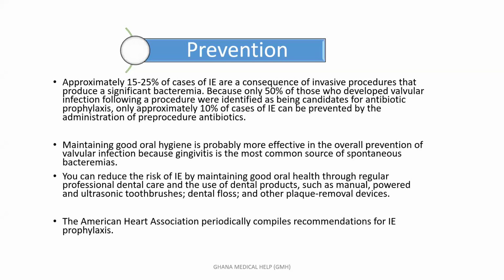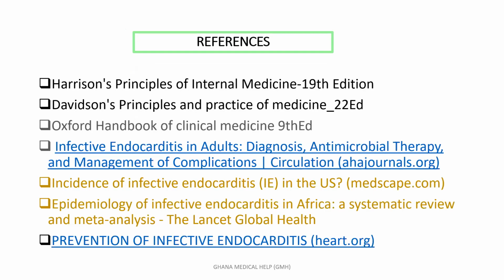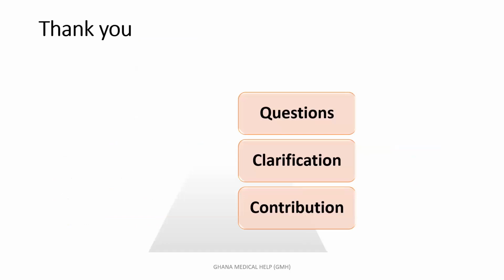You can reduce the risk of infective endocarditis by maintaining good oral health through regular professional dental care and the use of dental products such as manual, powered and ultrasonic toothbrushes, dental floss, and other plaque removal devices. So the American Heart Association periodically compiles recommendations for infective endocarditis prophylaxis. So these are my references. Thank you.